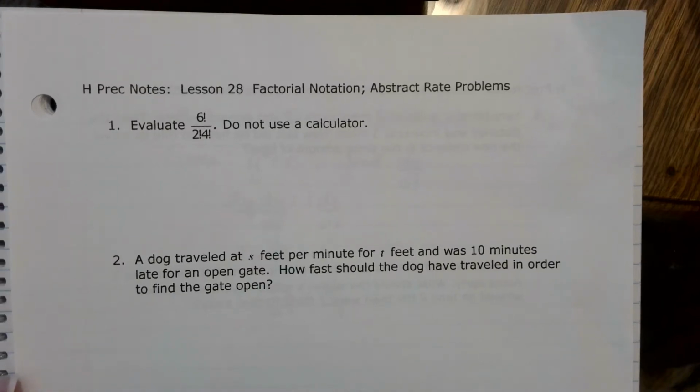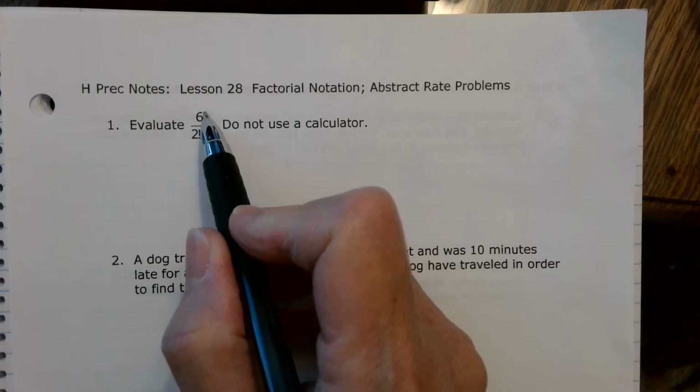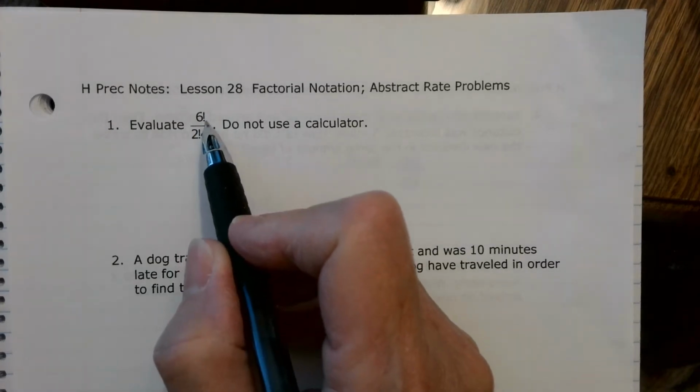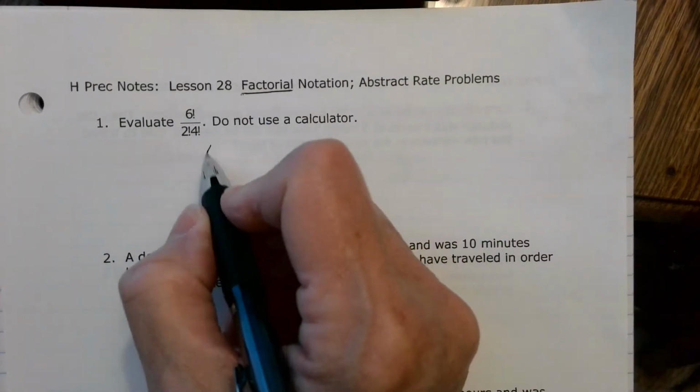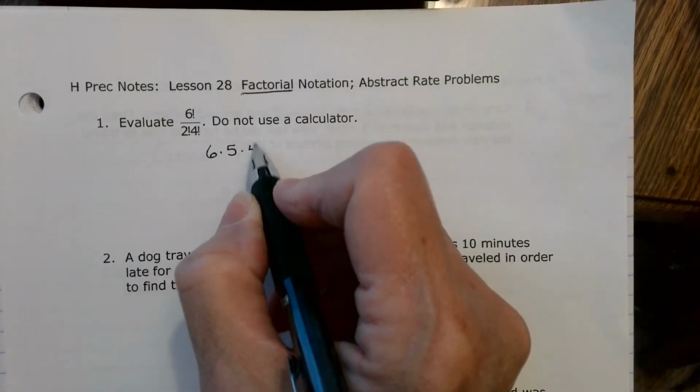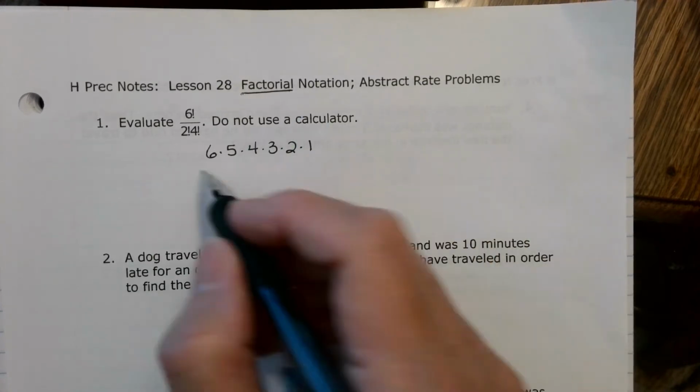Okay, lesson 28. The first thing we're going to talk about is this factorial notation. It looks like 6 and then an exclamation point, but in math it's called factorial. That's what that is. 6 factorial means 6 times 5 times 4 times 3 times 2 times 1. So all the way down to a 1.